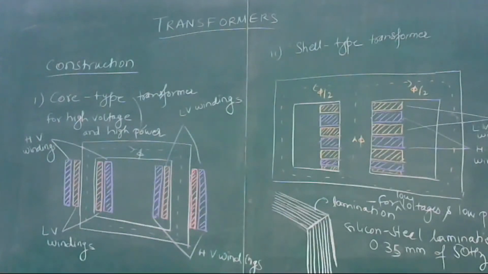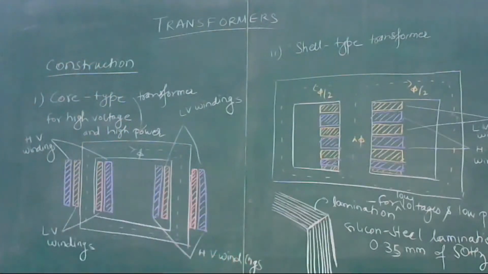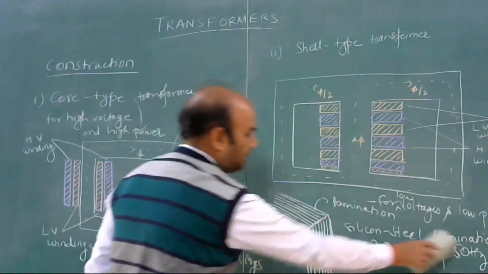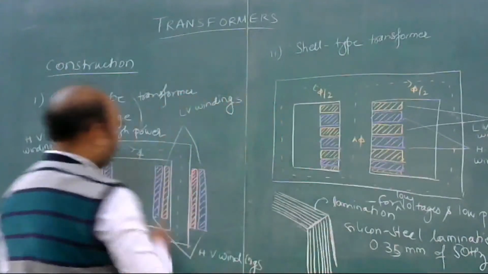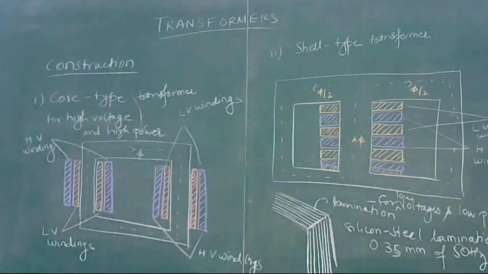So why do we do this lamination? What are the advantages of this lamination? This core is made up of silicon steel, and the whole core is made up of thin laminations.